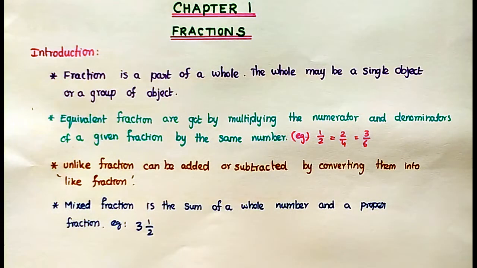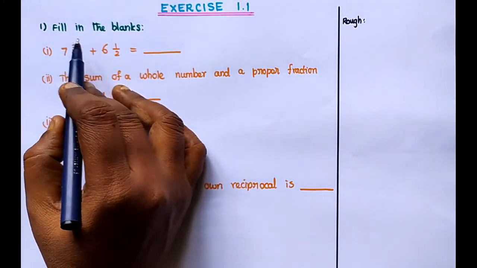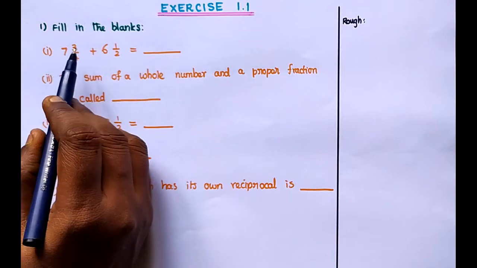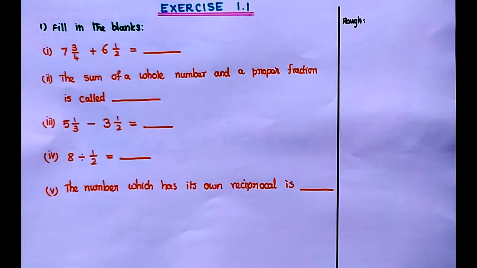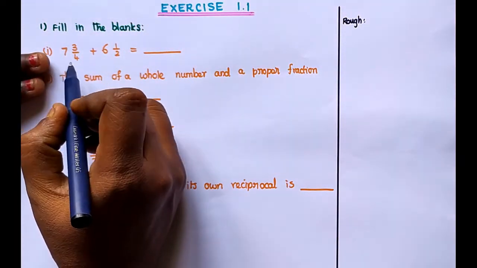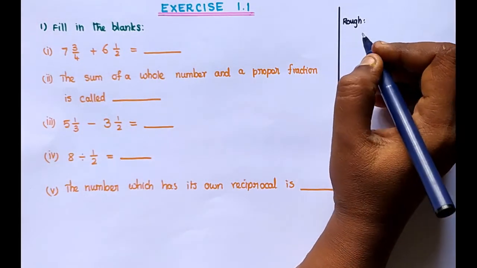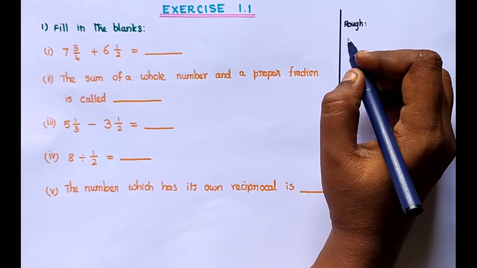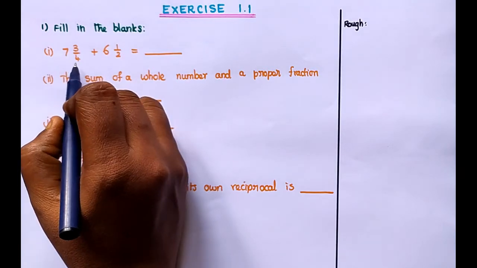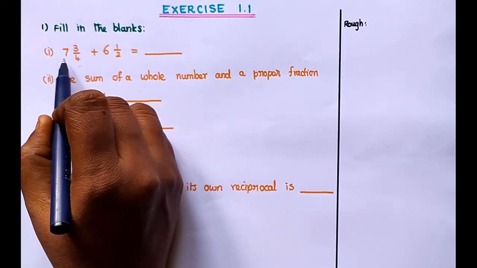Now, let me see the exercise sums. In exercise 1.1, first question, fill in the blanks. 7 3 by 4 plus 6 1 by 2 is equal to dash. Listen, these are mixed fractions. First change into improper fractions. How will you change? There is one procedure. 7 4s are, multiply these two numbers and add with this number. So, 7 4s are 28.